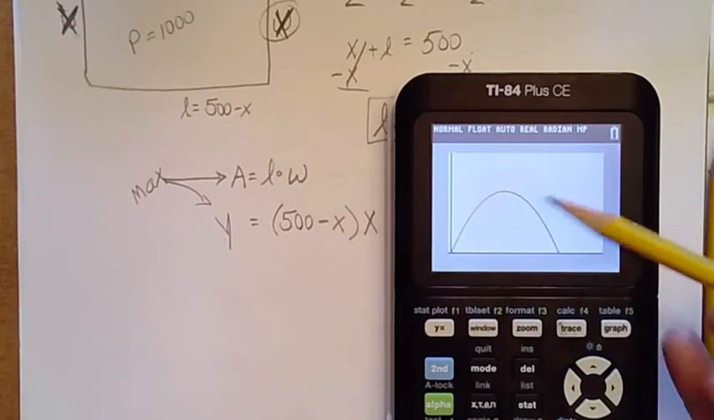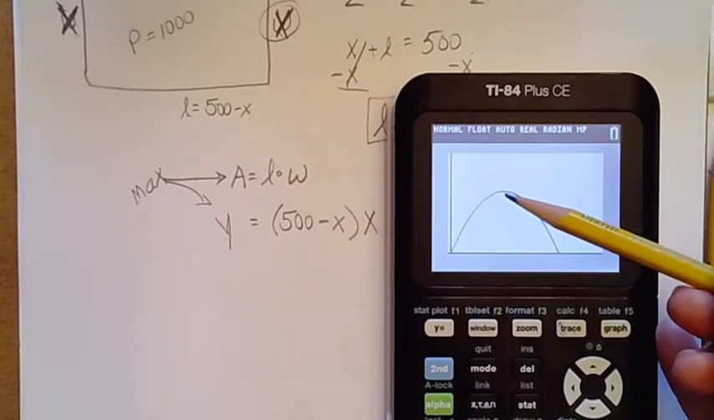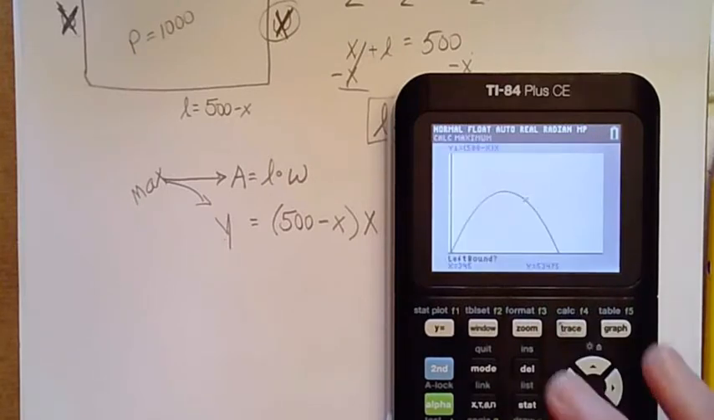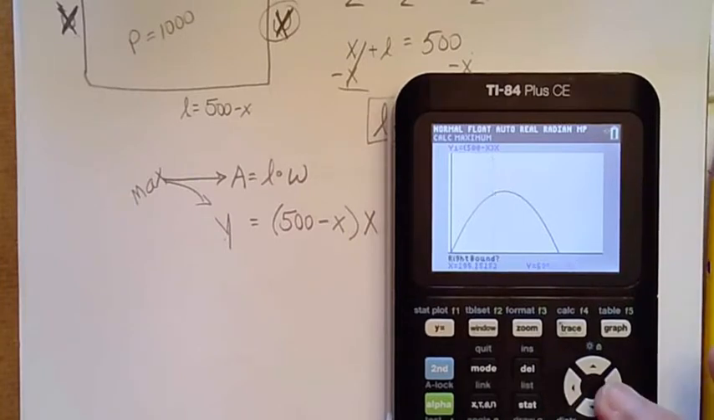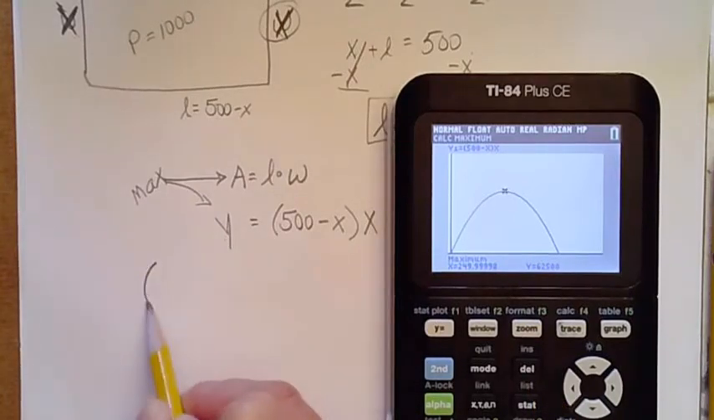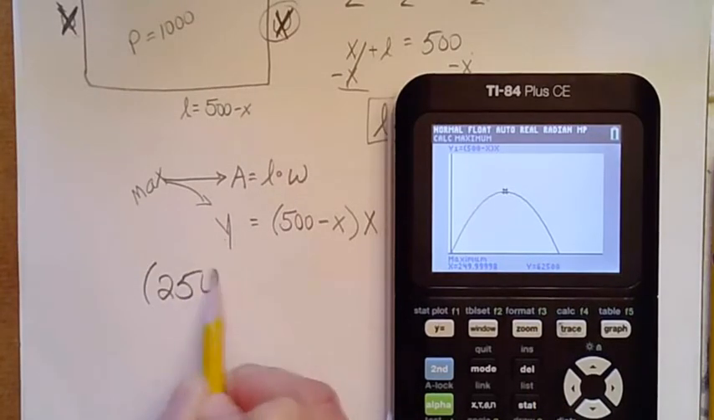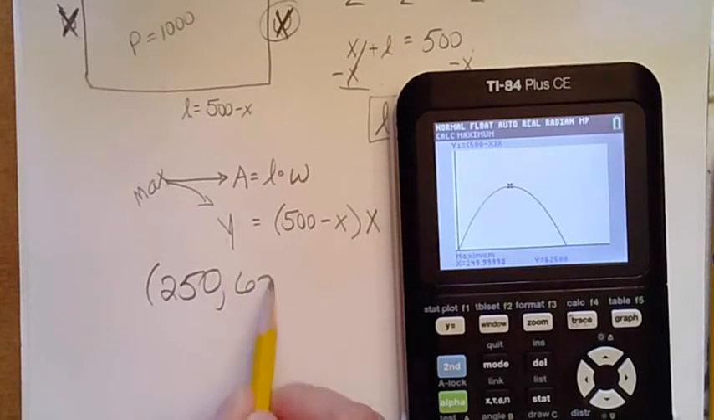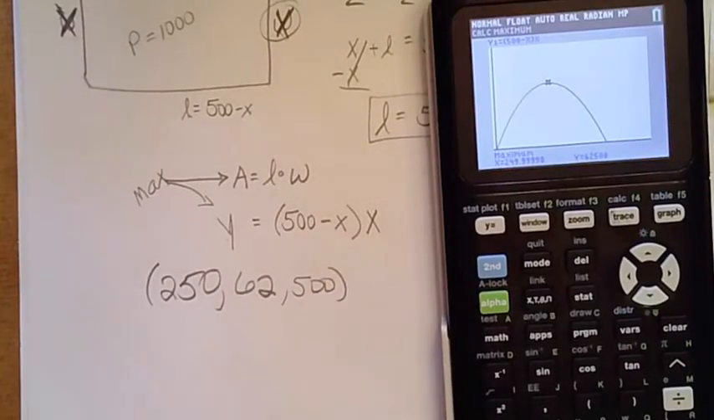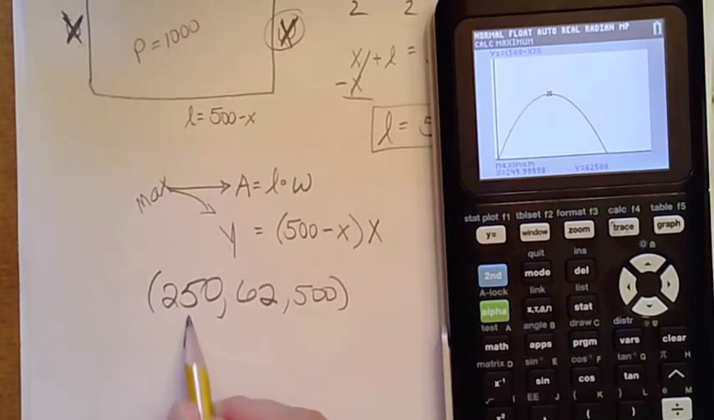Totally keeping it, and we want to find the maximum, and that's the maximum. So I'm going to second calc, find the max, which is 4. I'm going to arrow to the left, right, okay. I'm writing down my ordered pair. Remember, your ordered pair is x, y.